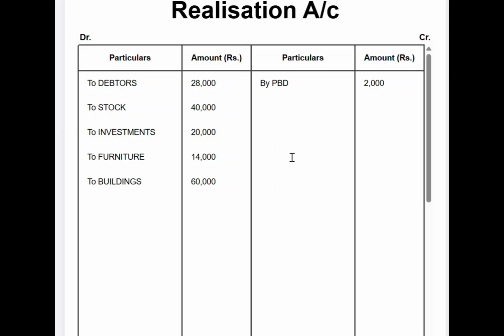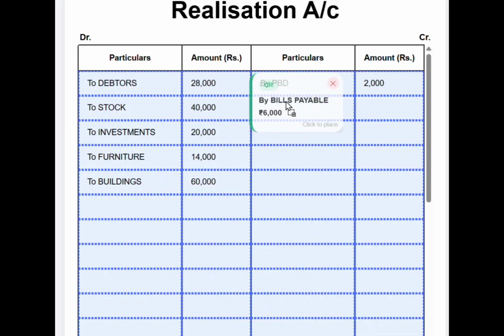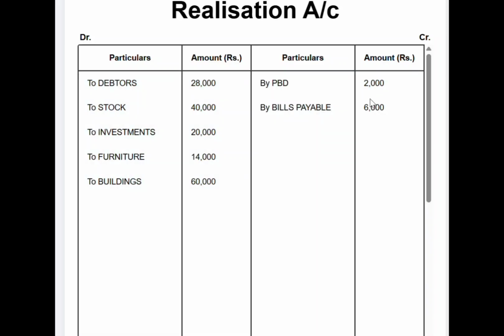Now we have to bring down all the external liabilities on the credit side of the realization account. The external liabilities are, first we have bills payable. So by bills payable 6,000. Next we have creditors. By creditors 20,000. Next we have is Vanita's loan, as Vanita is not a part of a partner. So it is treated as external liability.